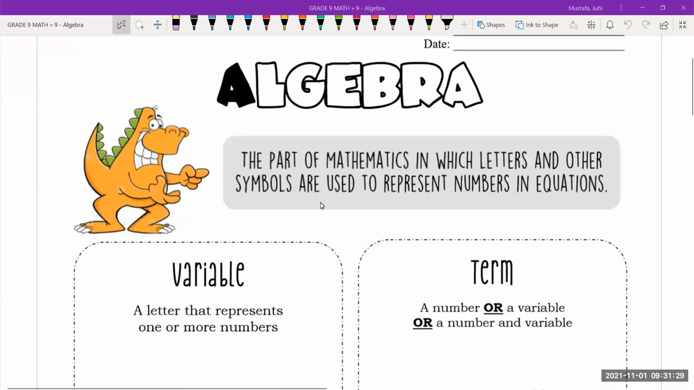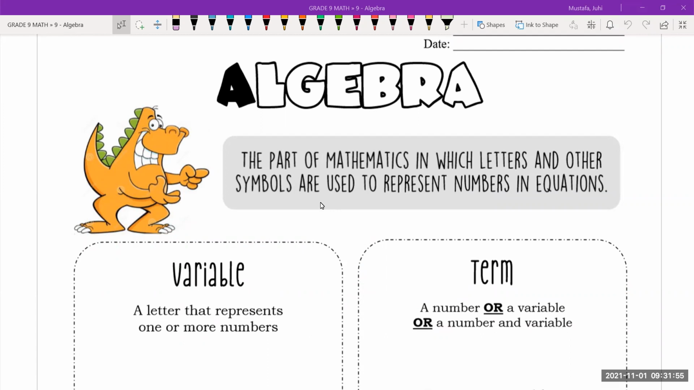Okay, so whenever I think of the word algebra, a bunch of letters float into my mind. And that's because algebra is the part of math in which letters and other symbols are used to represent numbers and equations. So in math, you may not always have all the information. You may have a bunch of unknowns that you're trying to find, and we usually represent those with letters. Often we use the letters X and Y, but really any letters are fine.